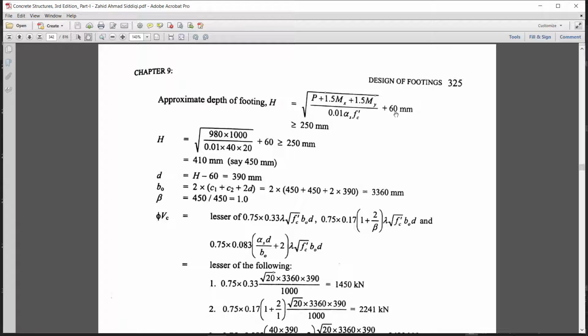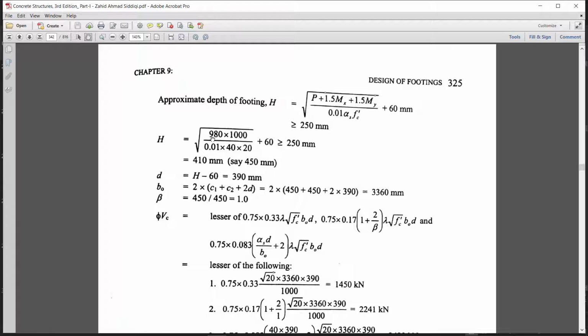So plus 60, that calculates the approximate depth, which should be equal to or greater than 250 millimeter, which I have explained in the slides. In the ACI code, the effective depth should not be less than 150 millimeter. So by adding the cover and reinforcement, the author has generalized it to 250 millimeter.